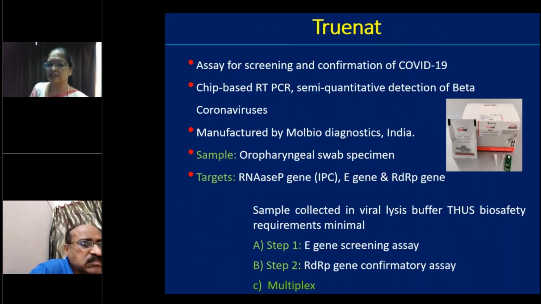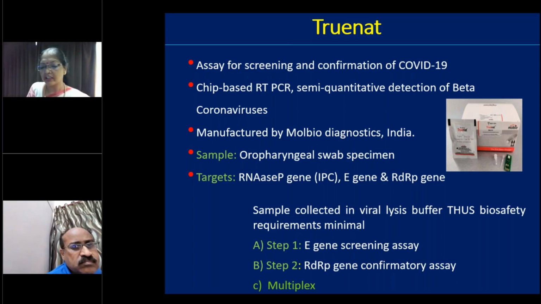Then we have the TrueNAT test, which is an assay for screening and confirmation of COVID-19. It is a chip-based RT-PCR, semi-quantitative, and it detects beta coronaviruses. It is very heartening to note that it is manufactured in India, and samples are again oropharyngeal swabs, and various targets are mentioned here. Here the sample is collected in a viral lysis buffer, which is a bit different from the viral transport media used in RT-PCR.